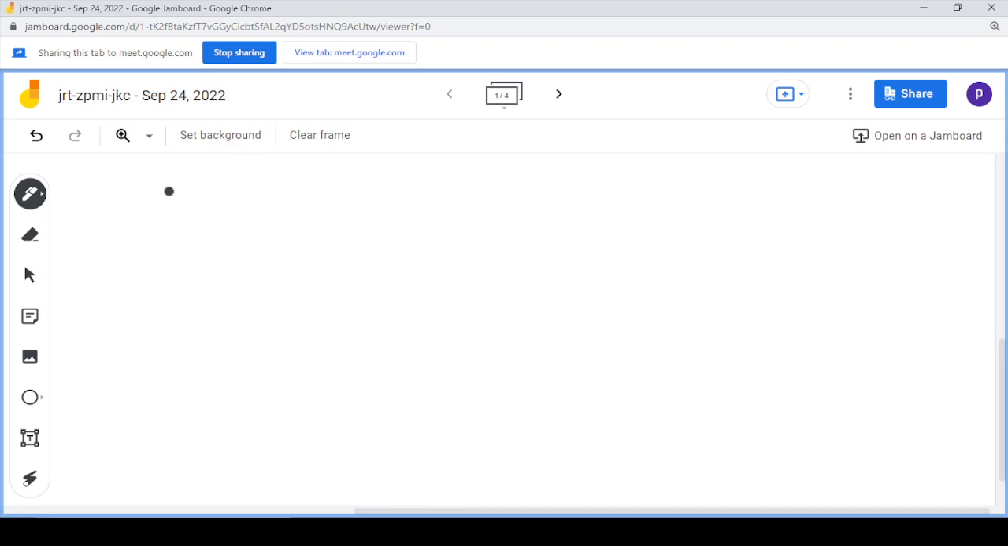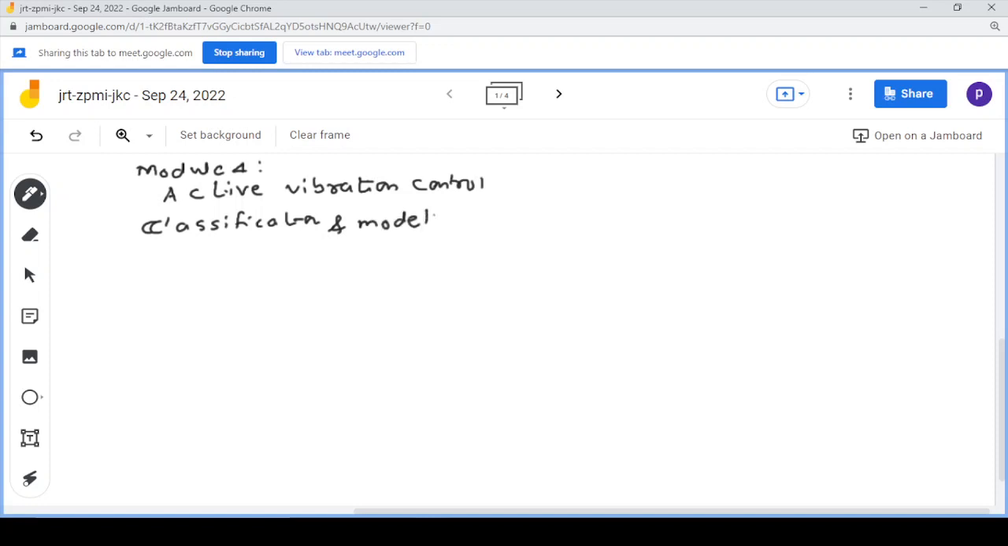So the topic name is active vibration control. This is our module number 4. In this, we are going to study the classification and modeling, actuators and sensors for vibration control.